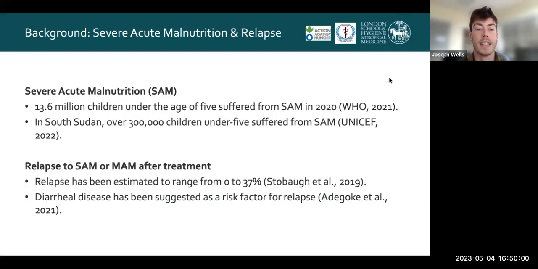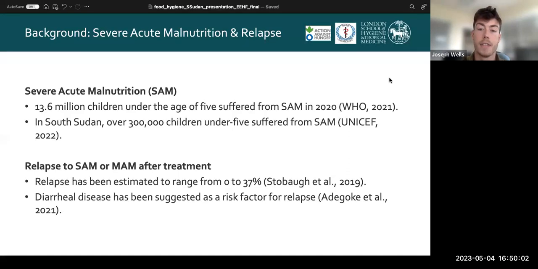So 13.6 million children under the age of 5 suffered from severe acute malnutrition in 2020. And in South Sudan alone, 300,000 children under the age of 5 suffered from SAM. Relapse to SAM or MAM after treatment is poorly understood, with one study estimating relapse ranged from 0 to 37%. The risk factors for relapse are also poorly understood, but diarrheal disease has been suggested as one of the key risk factors for relapse.